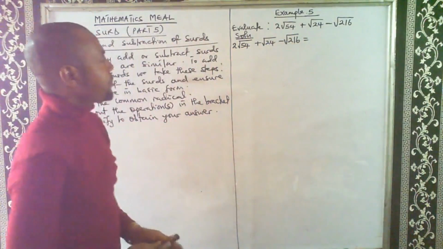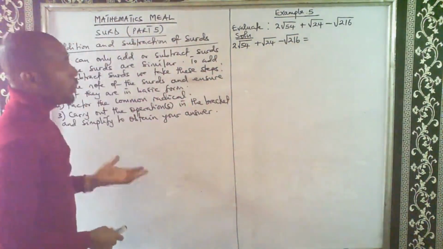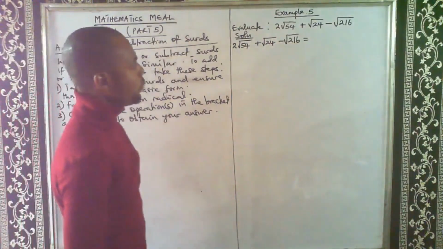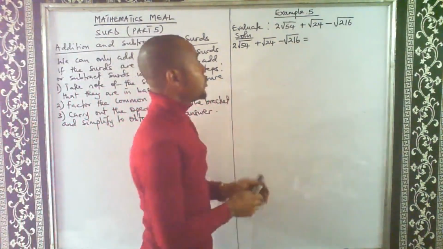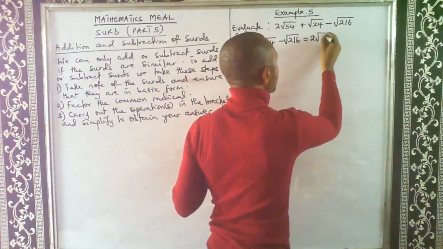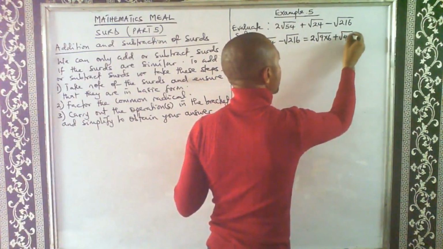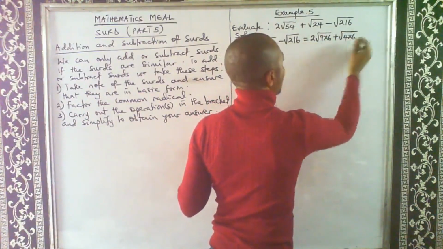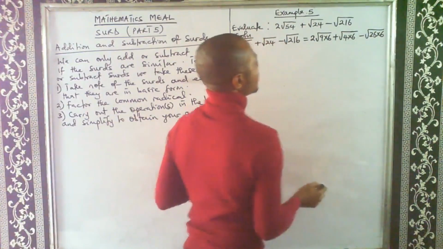Oh, beautiful. So we have taken note of this, but they are not in basic form. So we need to put them in basic form. So let's put them in basic form. So I'll have 2 square root of 9 times 6 plus square root of 4 times 6 minus square root of 36 times 6.